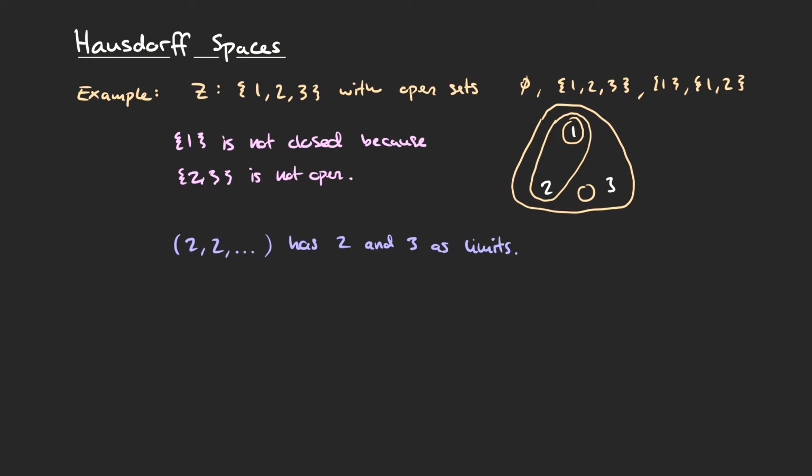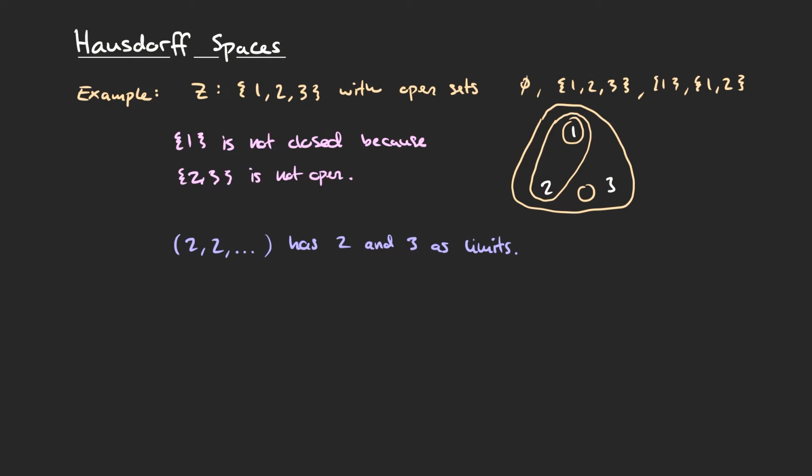And this completely goes against our intuition of what a limit of a sequence should be, because obviously this constant sequence at 2 should have 2 as its limit, but in this case it also has another point as its limit. So in this space, limits aren't unique, and this is probably something we want to avoid if we want to keep our intuition of what a limit is expressing.